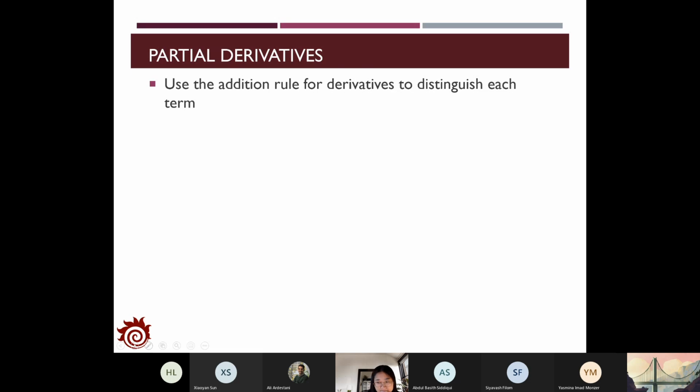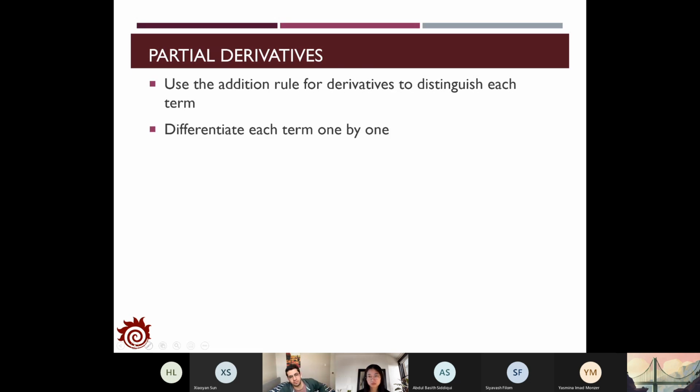For the partial derivative, usually we're going to use the addition rule for the derivative to distinguish each of the terms. If the function has multiple terms added together using addition or subtraction, then we need to find the derivative of each one of them and do the differentiation for each term one by one, and this will help you minimize the potential errors in the calculation.